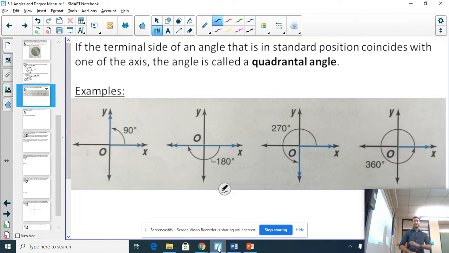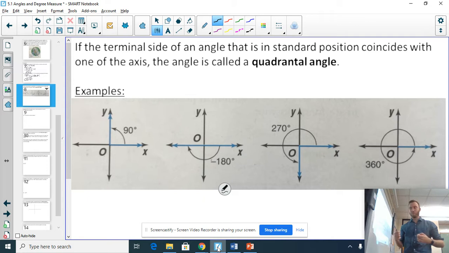All right, hi guys. Today we are going to be continuing our lesson from 5.1, and we're going to start out with a new definition: if the terminal side of an angle that is in standard position coincides with one of the axes, the angle is called a quadrantal angle. It's pretty basic once you look at the examples. It's just any angle that ends up on one of the axes, and that kind of makes sense.